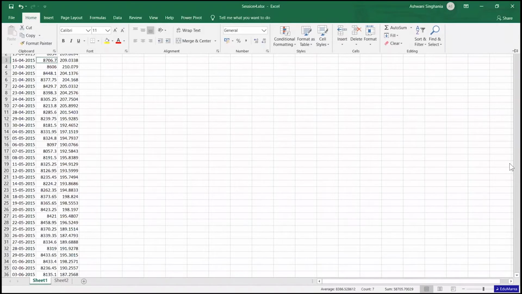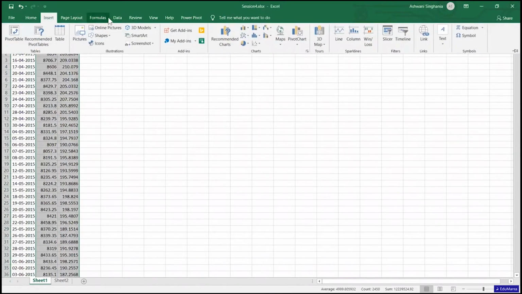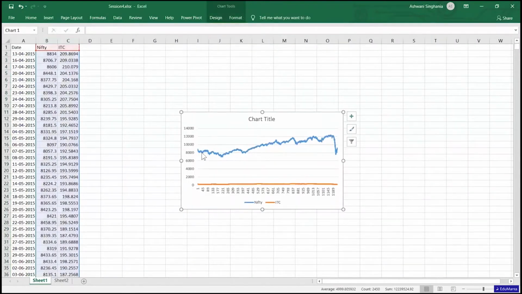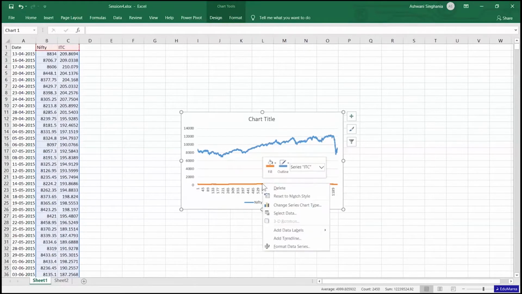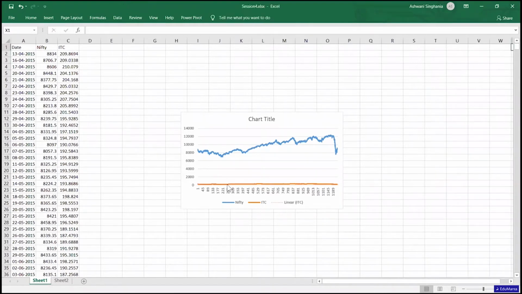Now we will move to analysis. First, let's see how the prices are actually moving. So insert, and we are going to bring this. So this is for Nifty because Nifty has a higher price, and this is for ITC, so we have to change the axis. We are just trying to change the axis by selecting the line over there.